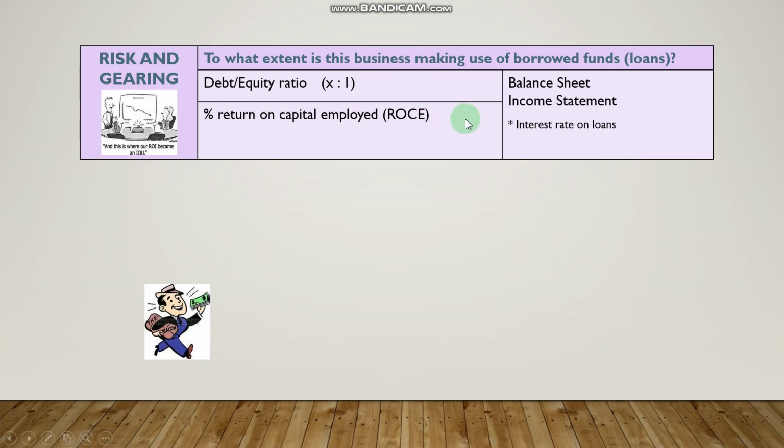To get an answer to that question, I'm going to look at my percentage return on capital employed. Taking my capital employed, remember this is my capital employed now: non-current liability plus shareholders' equity is the capital employed. By using that capital employed, what is my percentage return? That percentage I normally compare it to the interest rate on the loan.